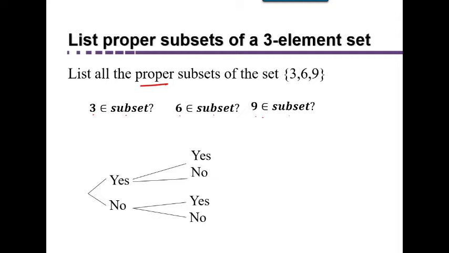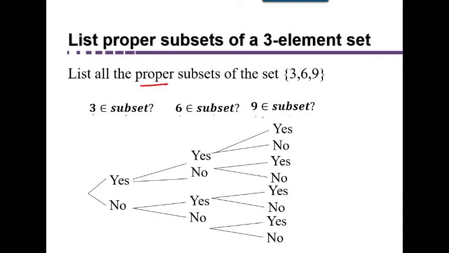Okay, let's try a different problem. Here we're asked to list all the proper subsets of the set {3, 6, 9}. This is a 3-element set. It's a little bit bigger, so it's going to mean a larger tree diagram to list out all of our subsets. And since it's proper, we're just going to leave off the one that's equal to the original set.